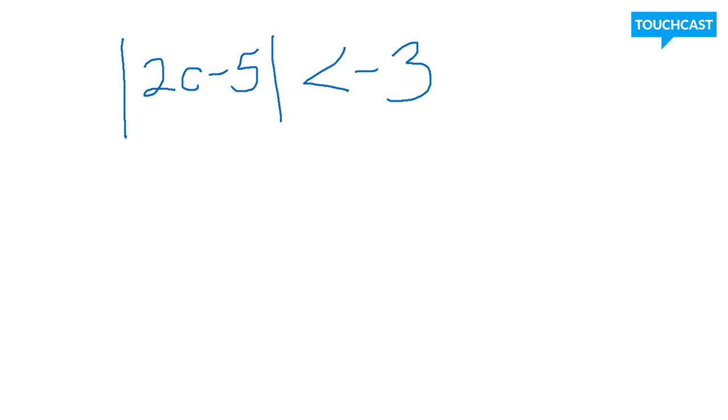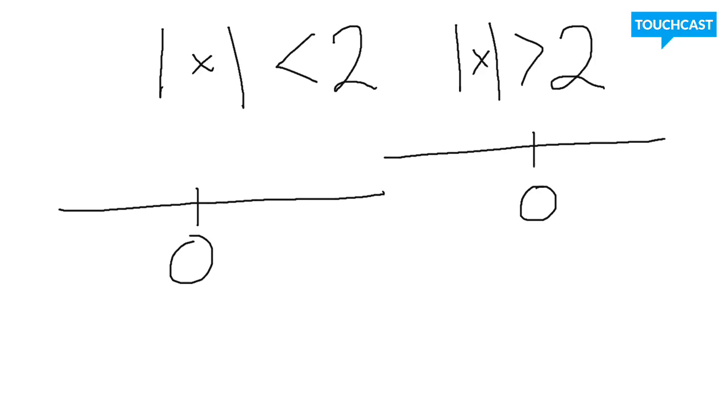So here we have the absolute value of 2c minus 5, and it is less than negative 3. Just a refresher on what absolute value is. If we have the absolute value of x is less than 2, that would mean the distance away from 0 is less than 2. So we have our negative 2 here, our positive 2. We're saying if it's less than 2, that means that it is in between negative 2 and 2. It's just the distance away from 0, and those are open circles.